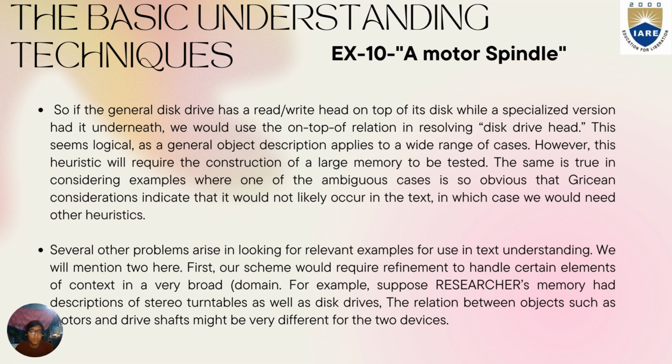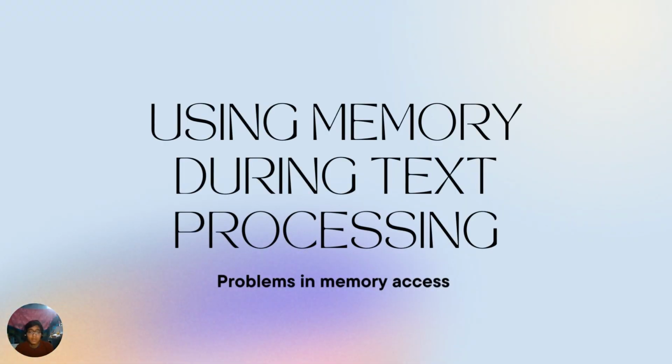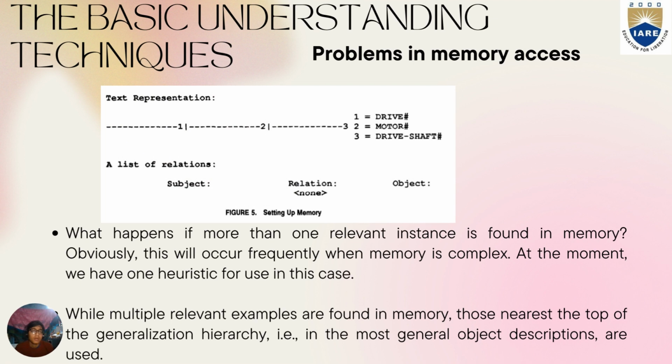First, our scheme would require refinement to handle certain elements of context in a very broad domain. For example, suppose researcher's memory had descriptions of stereo turntables as well as disk drives. The relation between objects such as motors and drive shafts might be very different for the two devices. Next, problems with memory access.